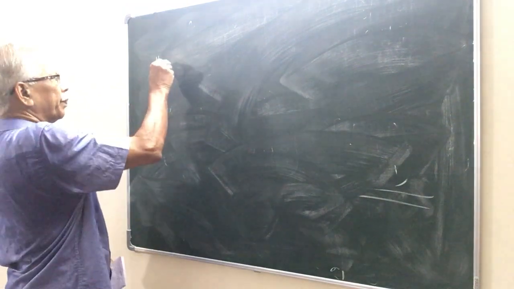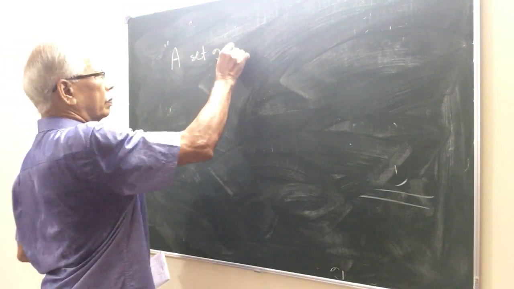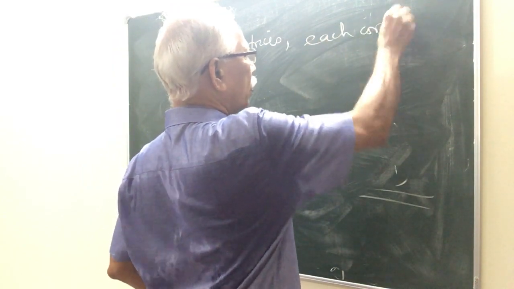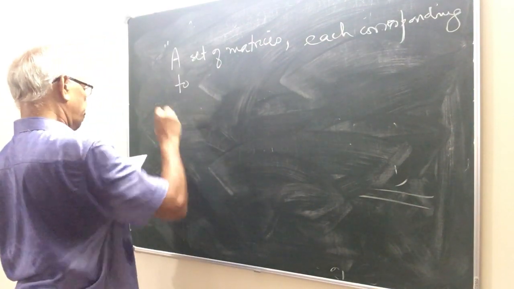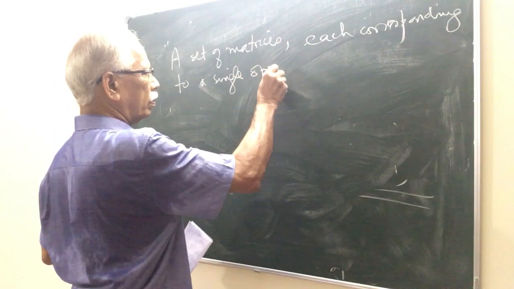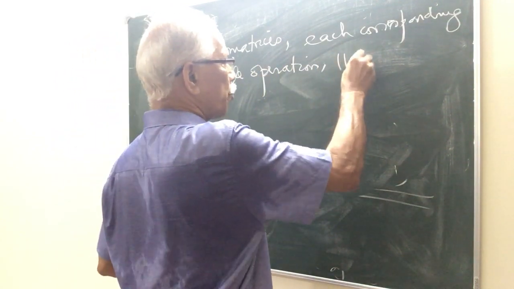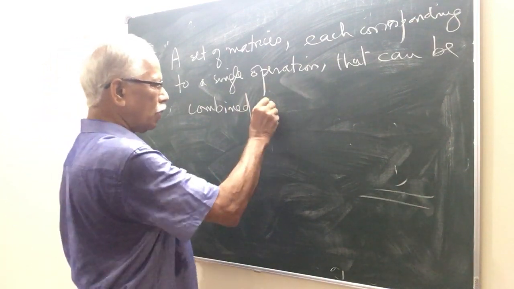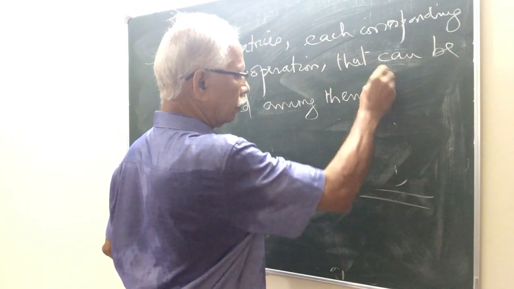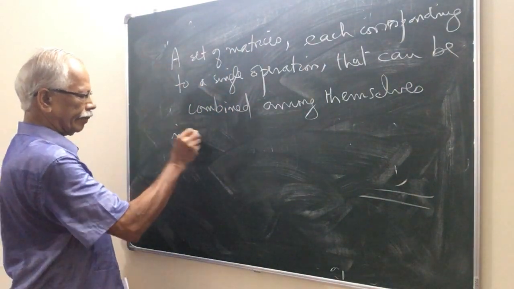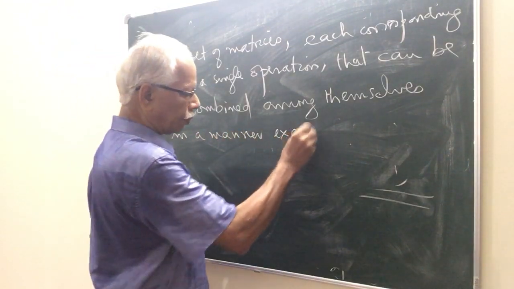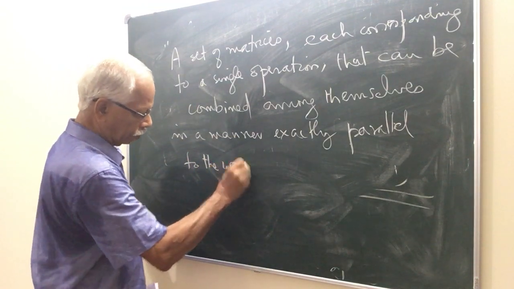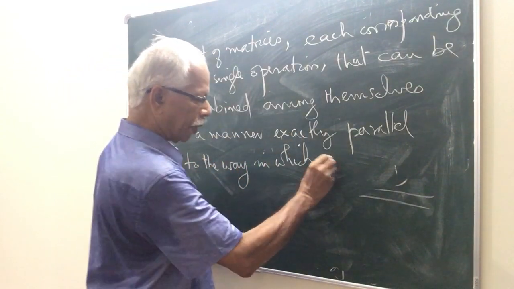A set of matrices, each corresponding to a single operation, that can be combined among themselves in a manner exactly parallel to the way in which symmetry operations combine.